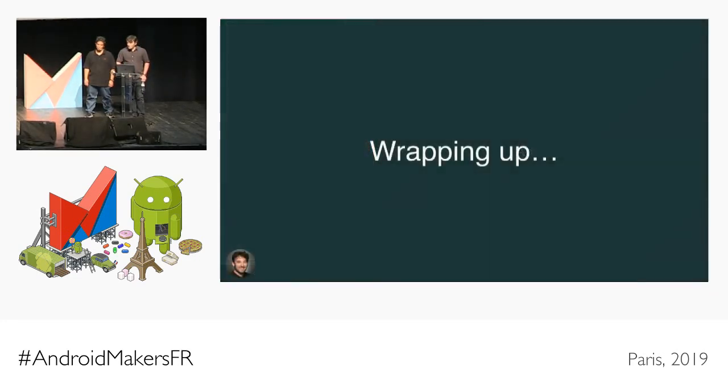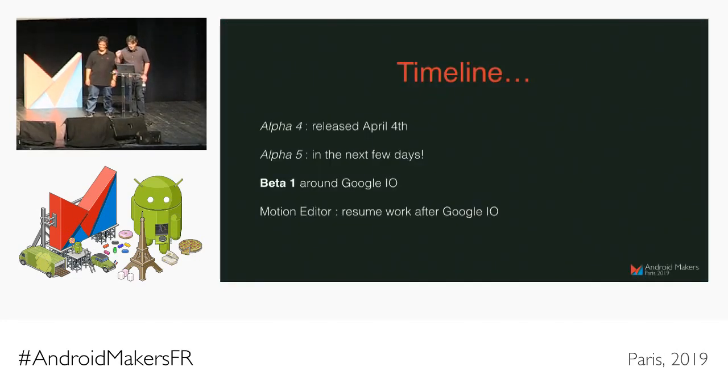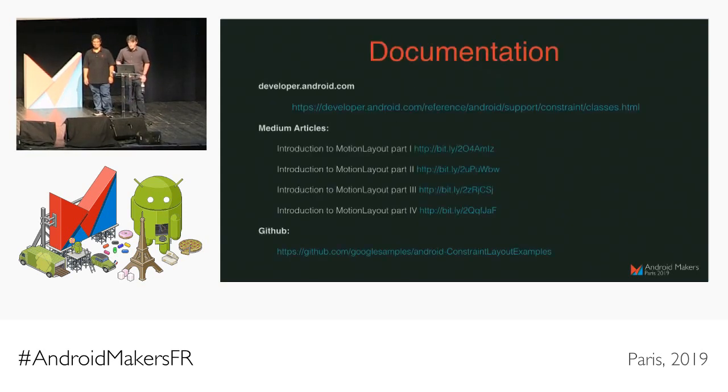All right, wrapping up quickly, we announced Alpha 4 April 4th. Alpha 5 we will try to release this week. Beta 1 around Google I/O and Motion Editor after Google I/O. There's a bunch of documentation online already. And we even recently updated the DAC docs.